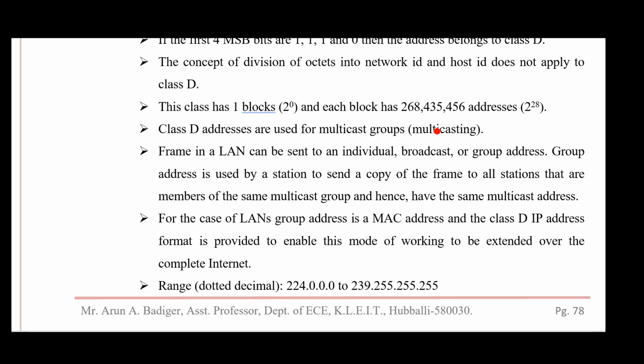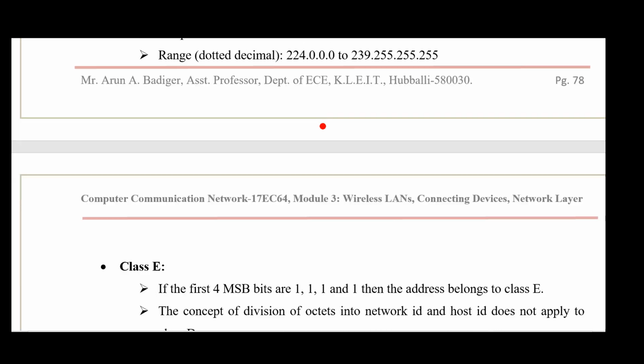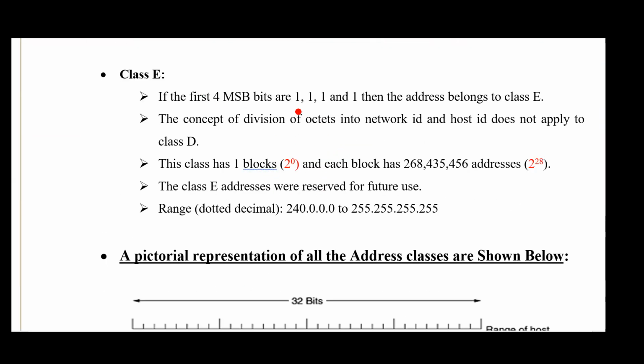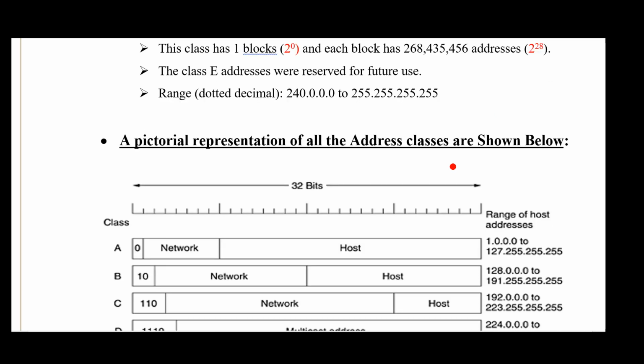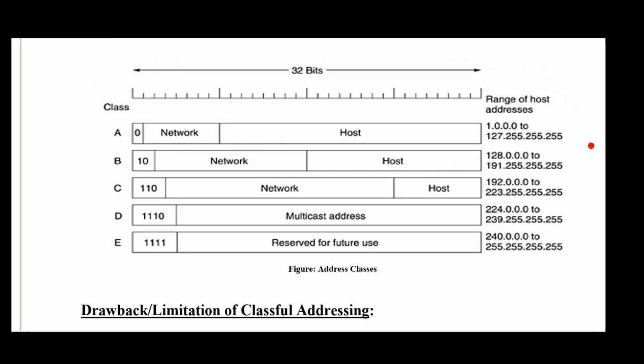So in real time we cannot have a single group which will have 268 crore devices. It's not real time, so it's not an effective method. So if I go for class E again, the first 4 bits are 1111, and it is reserved for future applications, but that is again 2 to the power of 28, which will give us around 268 crores. Again, reserving this many IP addresses for some special purpose is a waste of the IP addresses.